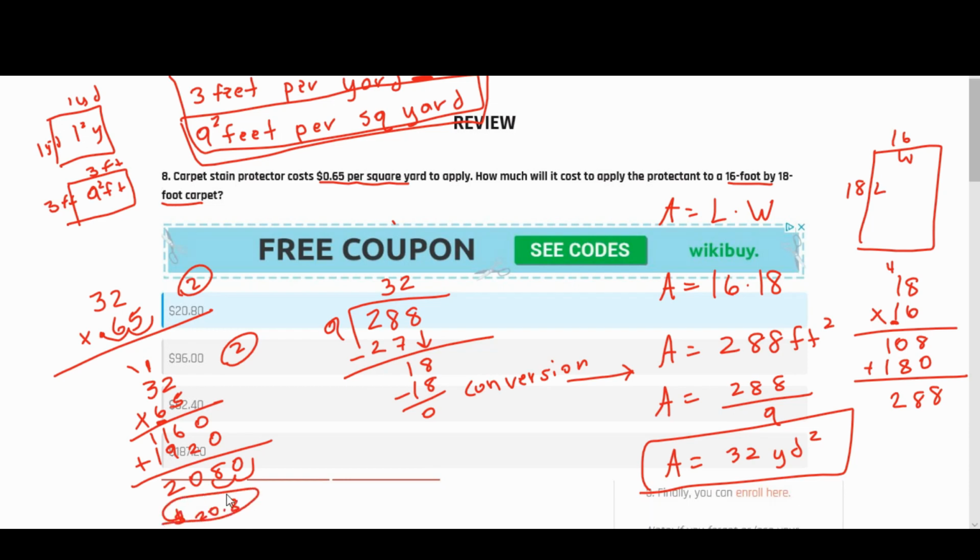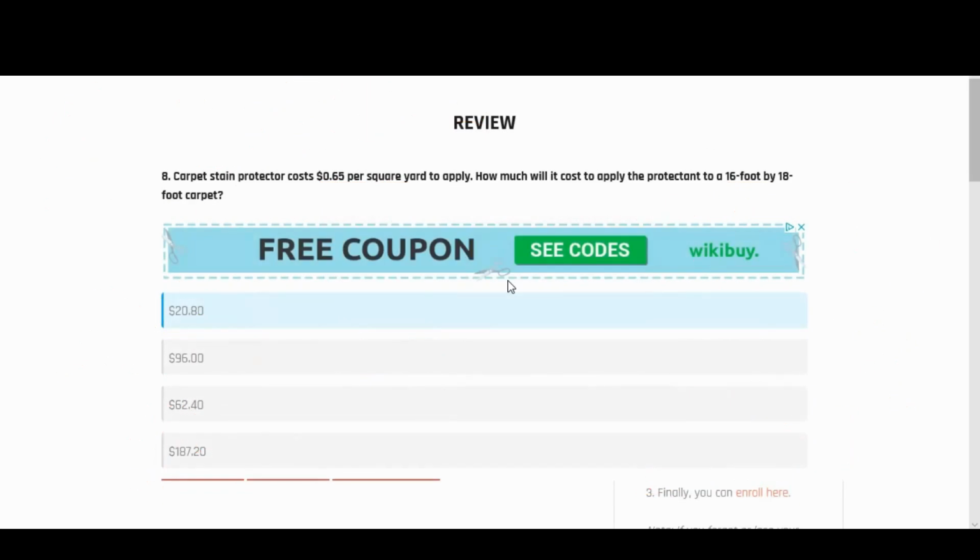So we know that it's going to cost $20.80 to apply the carpet protector if it costs 0.65 per square yard. A lot of work to do this problem. Okay, let's go ahead and move on.